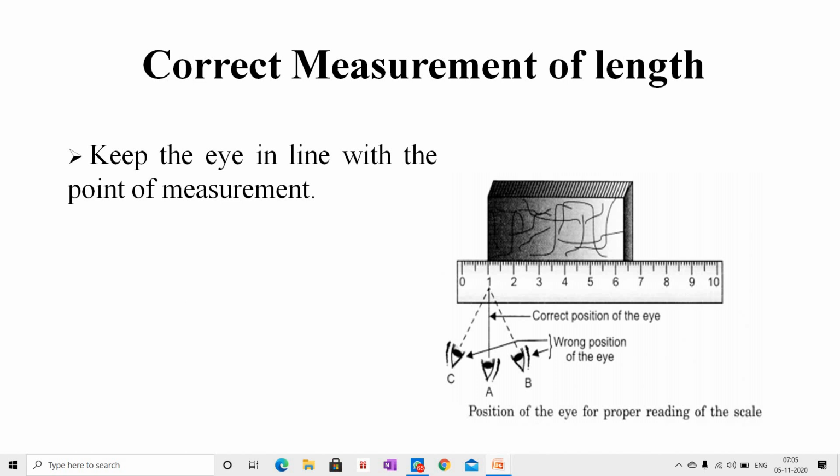Students, we should keep the eye in line with the point of measurement. In this picture, position A is the correct position of the eye for correct measurement, for measuring the length of the object with the help of the scale.